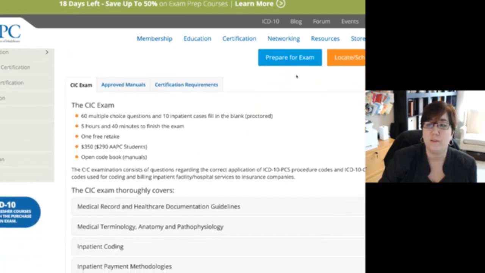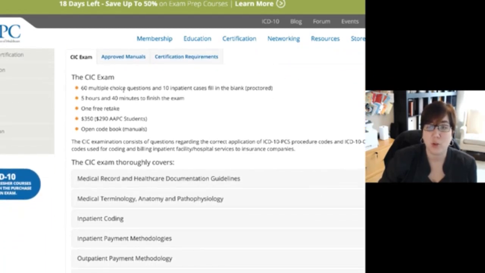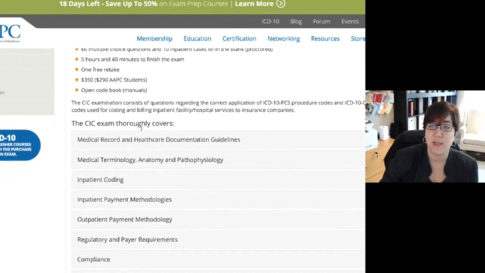As you scroll down a little bit further, it tells you here there are 60 multiple choice questions, and here's where it differs. Instead of being all multiple choice, now we have 10 inpatients that are fill in the blank. And that's where I said across those 10 patients, you've got on average 110 codes that may need to be assigned. 5 hours and 40 minutes, so same time frame. One free retake is still included. Same registration costs, right? $350 unless you're an AAPC curriculum student, and you get a $290 registration fee. You do get to use your open book manuals, but now you have a different set of manuals. You only get your ICD-10-CM and your ICD-10-PCS.